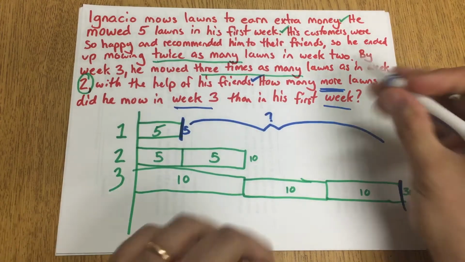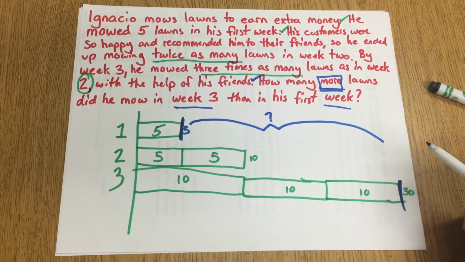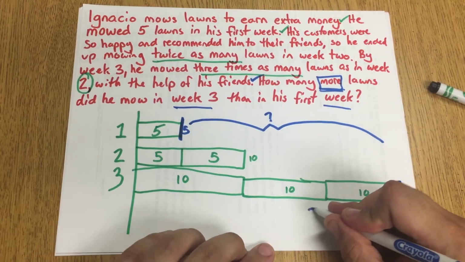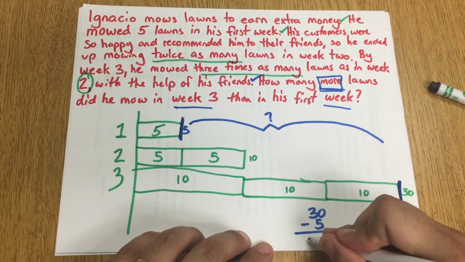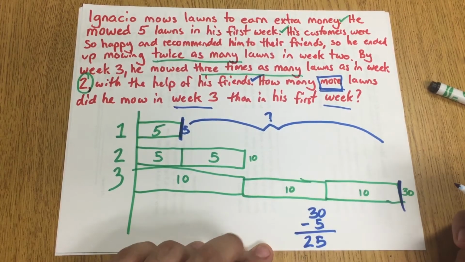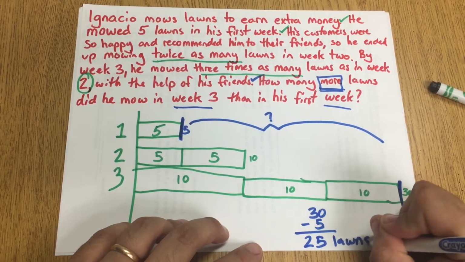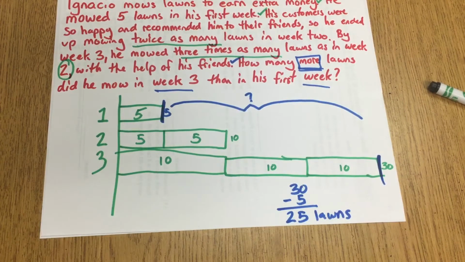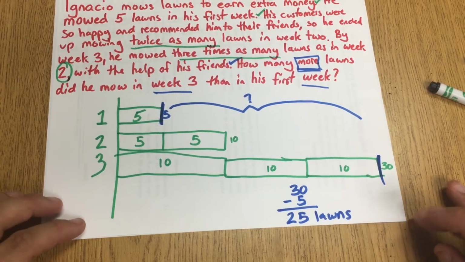Anytime we hear the word difference, anytime we see the word more, like how many more or how many less or how many fewer, we know we're going to be subtracting. 30 minus 5, that's a great thing for mental math when you're in 4th grade, is 25 lawns. We always want to add our unit at the bottom here. I hope you can see that. We always want to add the unit at the bottom to make sure that we're showing what we're talking about. The answer is not 25. The answer is 25 lawns.